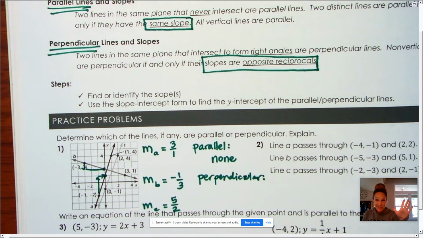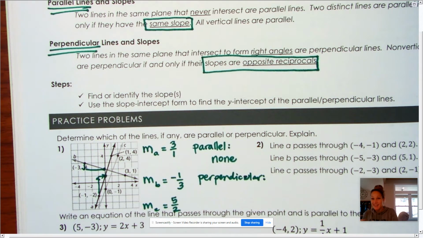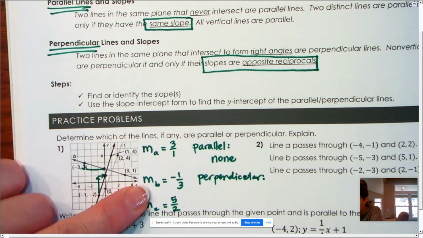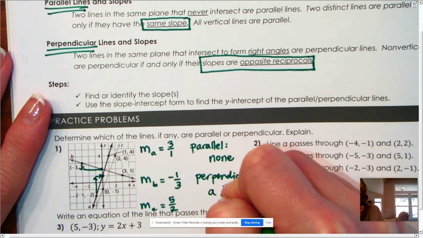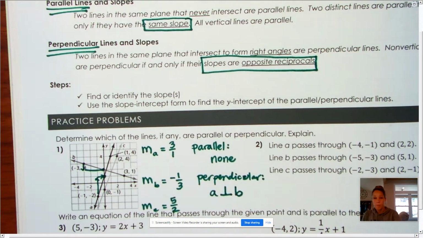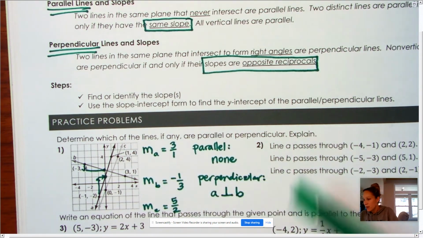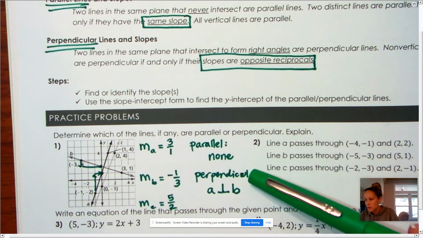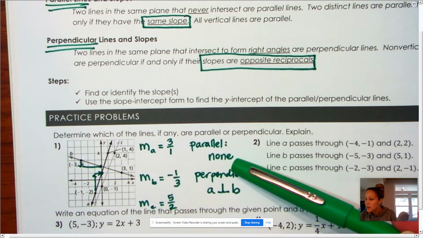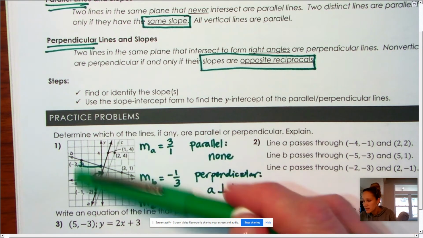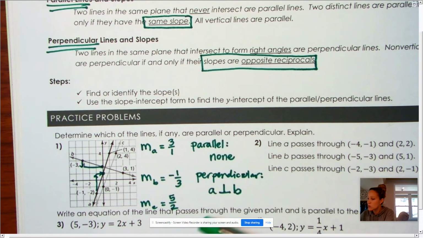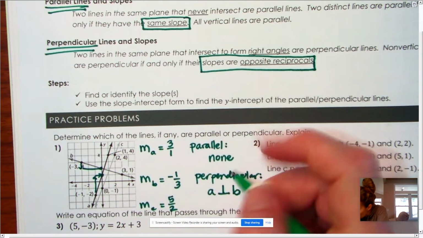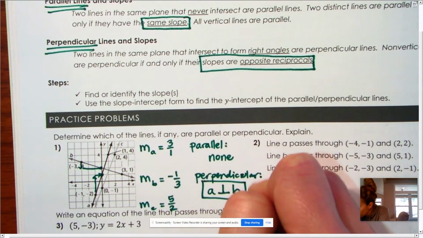Okay, so are you guys looking? Do you guys see which ones it is? So if you thought A and B, you would be absolutely correct. And you could write it like this. A is perpendicular to B. All right, and you don't have to write every time the labels parallel, perpendicular. If it's none, you don't have to write none. They're just asking, look at all these lines and are any of them related in this way, parallel or perpendicular? So you could just say A is perpendicular to B. That would be your final answer.